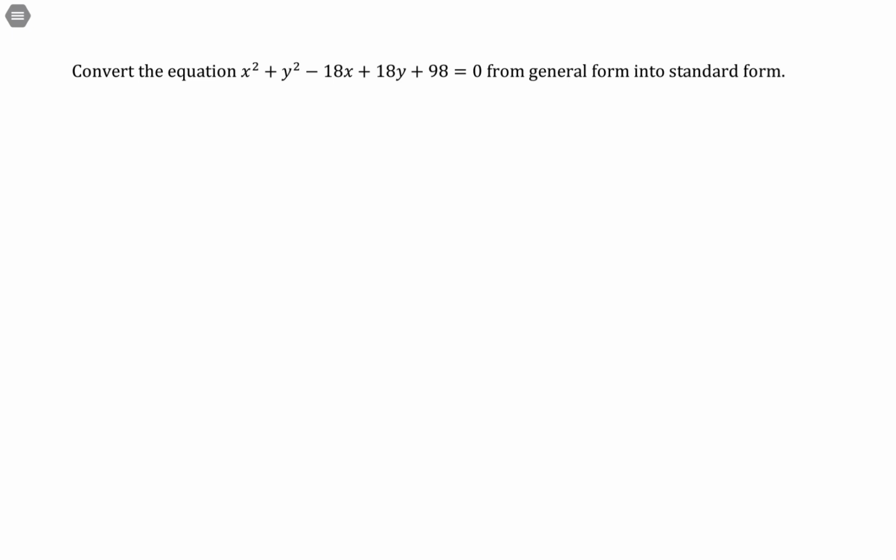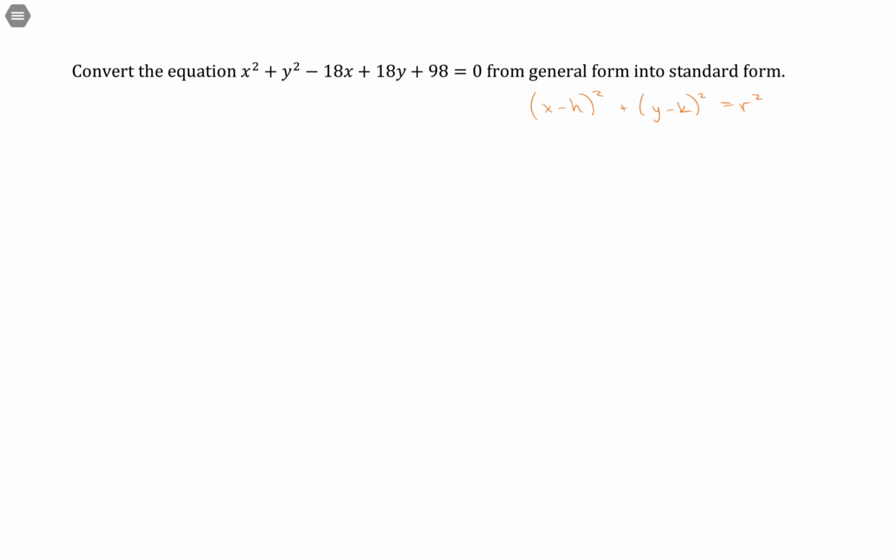Convert the equation x squared plus y squared minus 18x plus 18y plus 98 equals 0 from general form into standard form. So the standard form of a circle is (x minus h) quantity squared plus (y minus k) quantity squared equals r squared. General form has those squares expanded out and like terms combined.